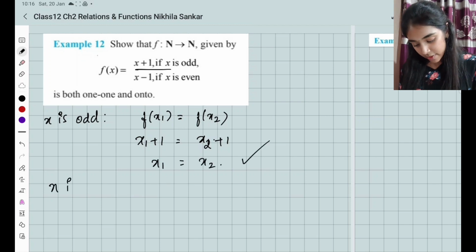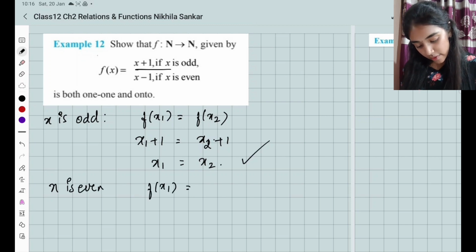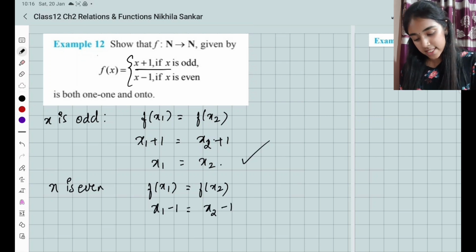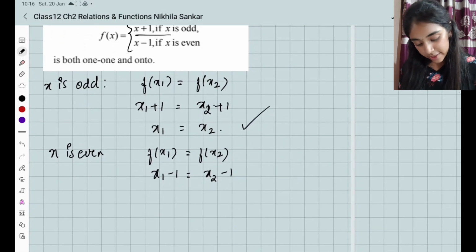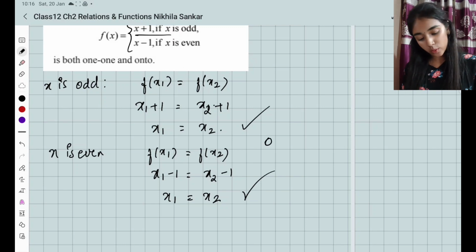Now what does x is even mean? We are checking for two different cases, odd and even, right? So similarly you have f of x1 equals f of x2. So you have x1 minus 1 equals x2 minus 1. I take these cases, understood? So you have x1 equals x2 again. So which means this is going to be one-one. Since both cases solve, it is going to be one-one.